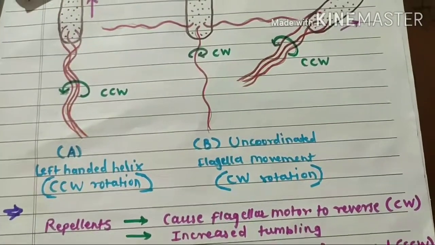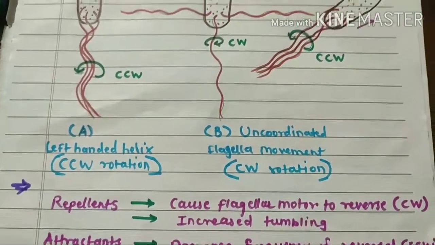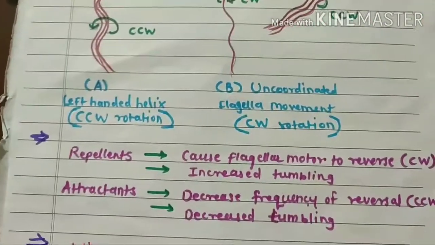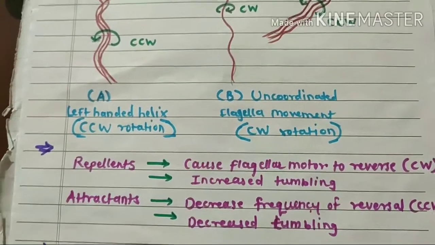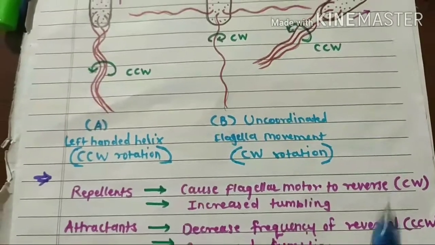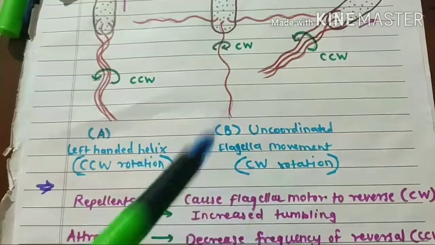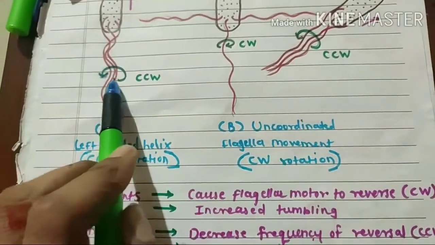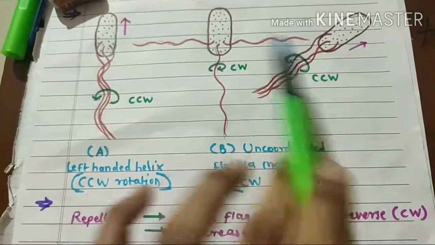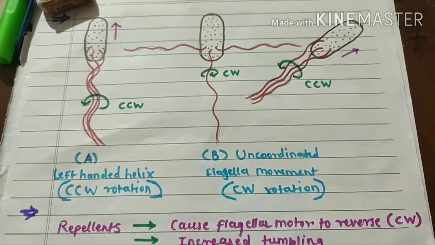So when there are repellents, there will be more tumbling than the normal run and tumbling frequency. Normally the cell also tumbles, but when there is a repellent present in the media, the frequency of tumbling will be increased. And when there is an attractant, what does it do? It decreases the frequency of reversal of the motor. That is, it does not allow the flagella to rotate in a clockwise manner. So it allows flagella to rotate in a counterclockwise manner, and hence it does not tumble much, and it can swim or run in the same direction for a longer time.